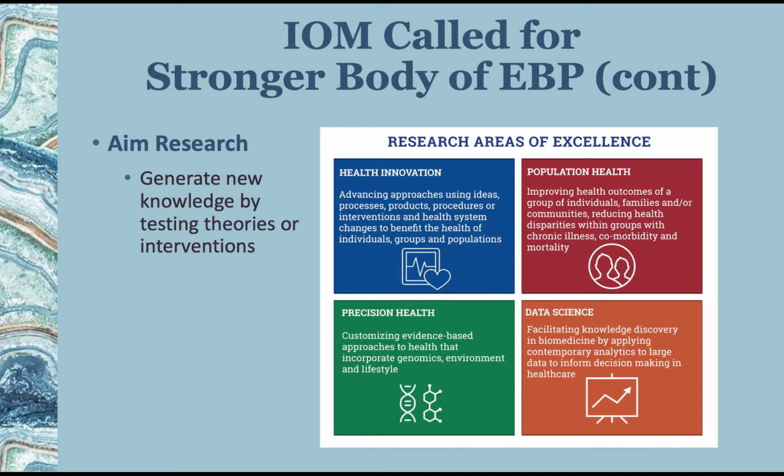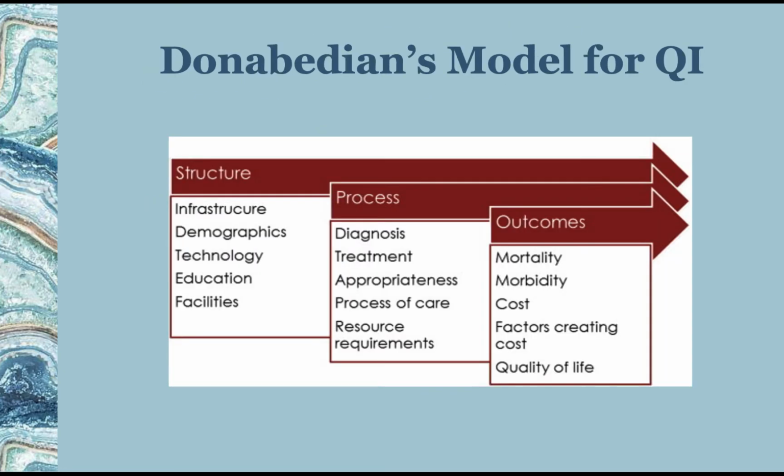So the aim of nursing research is to generate new knowledge by testing theories and/or interventions. And these are the most popular research foci on your screen, which is health innovation, population health, precision health, and data science. Those are the 4 main areas of where research is right now. And then your textbook talked briefly about the Donabedian model for QI. And there are 3 parts of it that comprise it. It's structure, process, and outcomes. Structure is the condition under which care is provided.